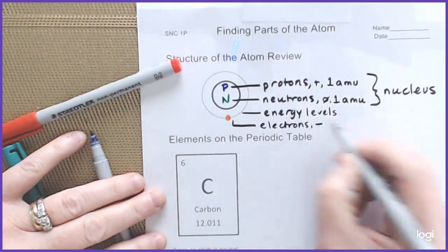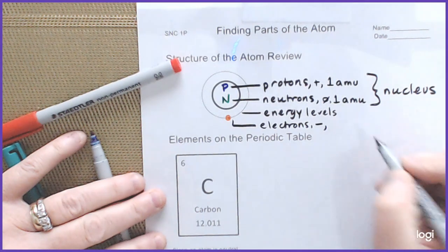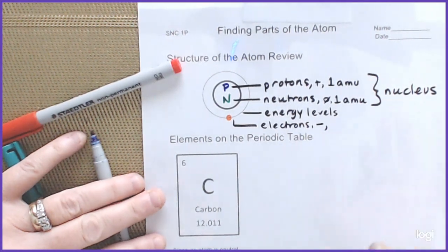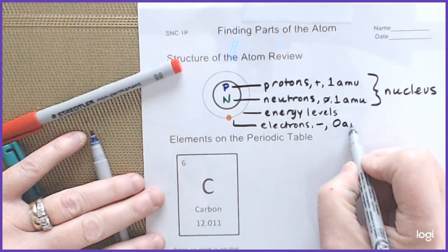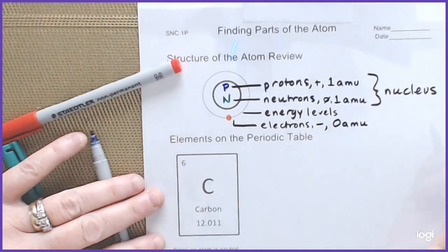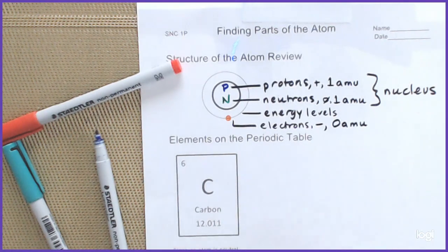Remember, they have a negative charge, and because they're so tiny, we just say they have a mass of 0, so 0 atomic mass units. For us at this point, saying that it's 0 is fine.